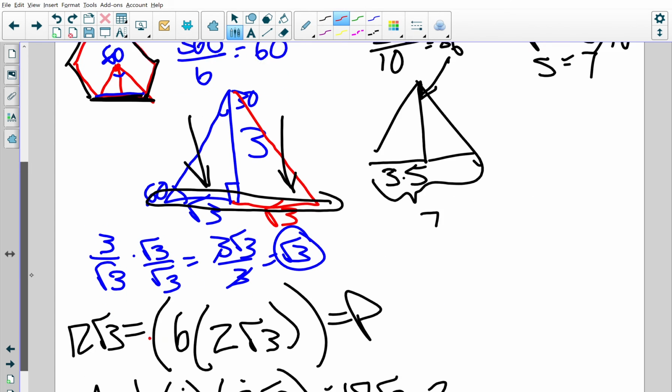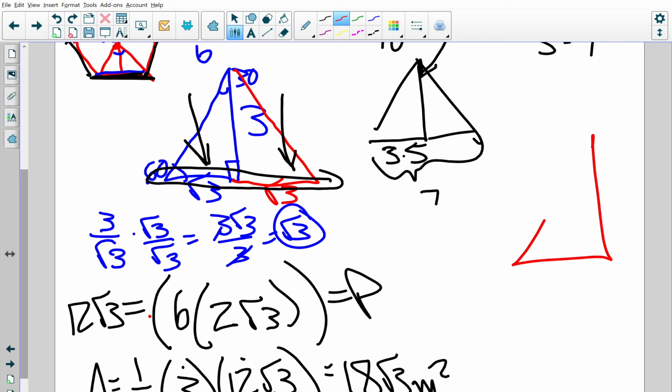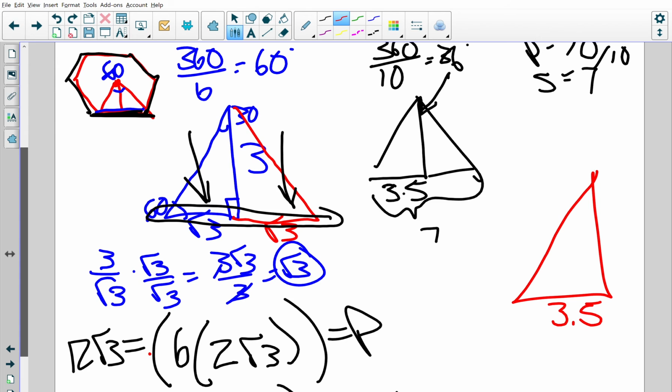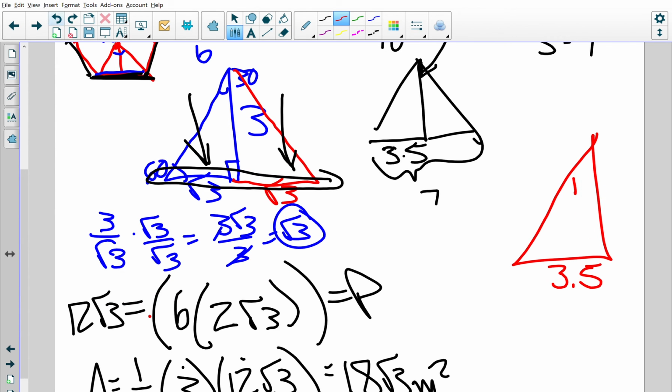So now what we have is a new triangle. This is 3.5. This had to be 18. This had to be 18 degrees. And this is our apothem. Well, remember, if that's 18, this has to be 72 because that's perpendicular by the definition of apothem.